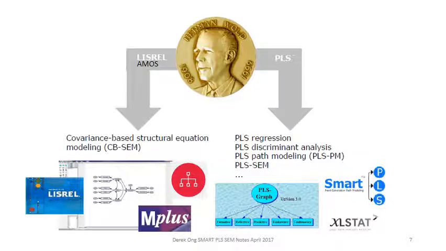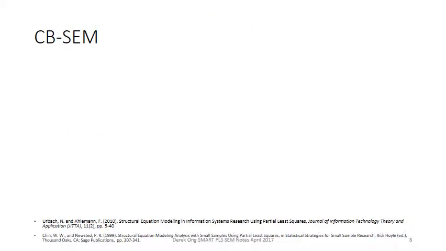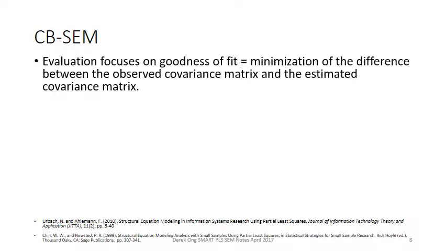As you can see, the two branches or the two schools of structural equation modeling, and the software that people use, especially when they want to use covariance-based SEM, LISREL, Mplus, and AMOS are the more famous ones. And in PLS, PLS-Graph, SmartPLS, and XLSTAT are the more famous ones. Of course, this series of videos will be looking at SmartPLS. So a little bit more on CB-SEM.